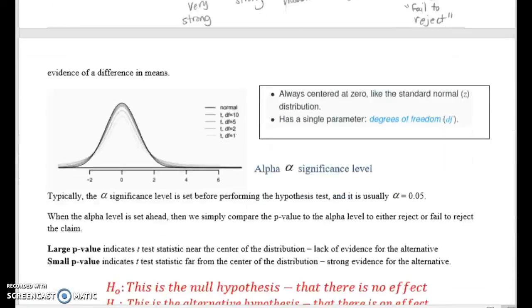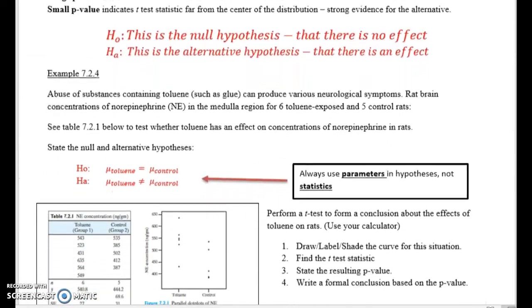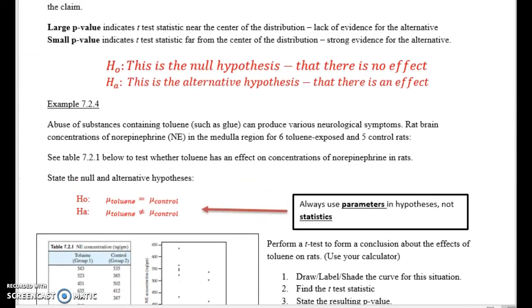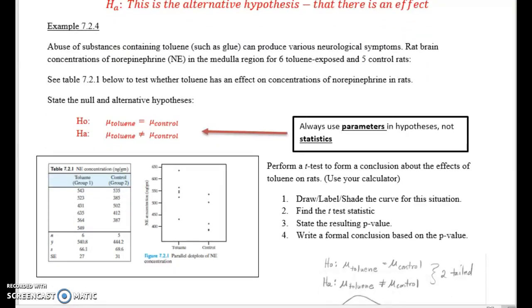Okay, so if we continue on, and we say that the null hypothesis is that there is no effect, and the alternative is that there is some effect between the two different groups. Let's look at this example, 7.2.4.